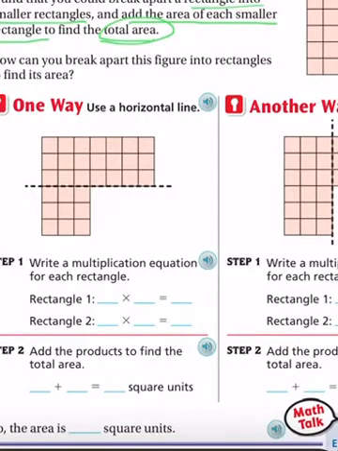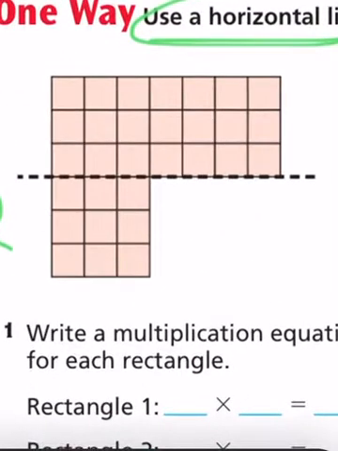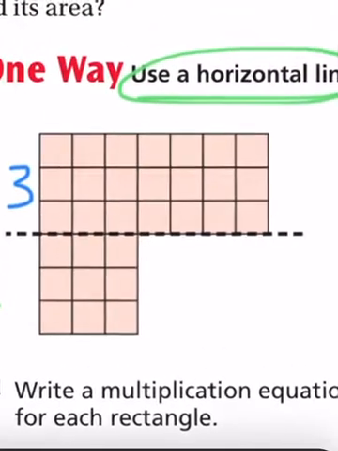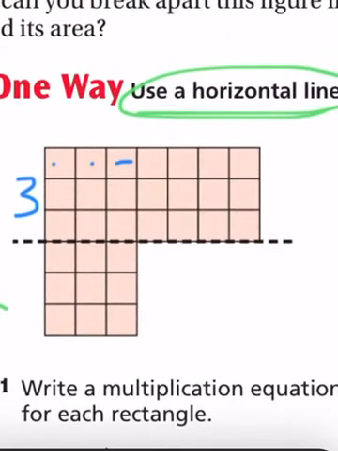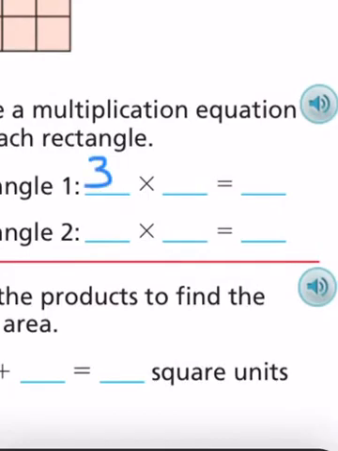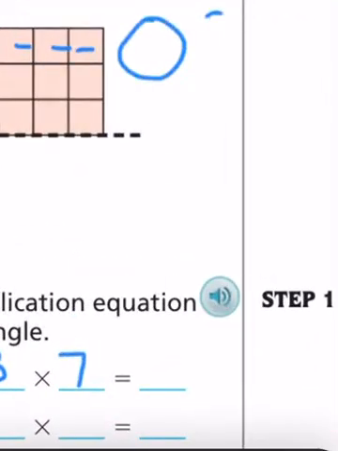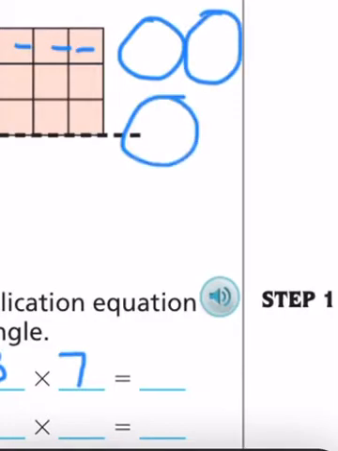So here, in the one way, they chose to use a horizontal line. Horizontal lines go sideways. So we have rectangle 1 and rectangle 2 here. Rectangle 1, if we count it up, has a length of 3 and a width of 1, 2, 3, 4, 5, 6, 7. A width of 7. So to find the area of that, it is 3 times 7. 3 groups of 7. Again, if you don't know that multiplication fact, we draw 3 groups of 7.